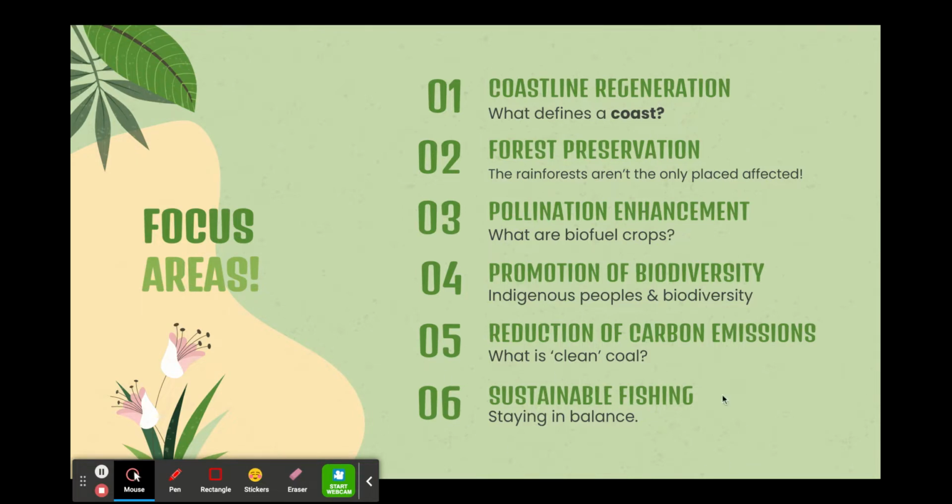Again, sustainable fishing can also directly be related to many of these things, especially coastline regeneration. We do fish on parts of our coasts. Some of the coastal areas that you might be thinking about the regeneration process of are right off the coast, in the water, where we also fish and where we also get some of our mollusks and shellfish. So, sustainable fishing does connect to coastline regeneration.